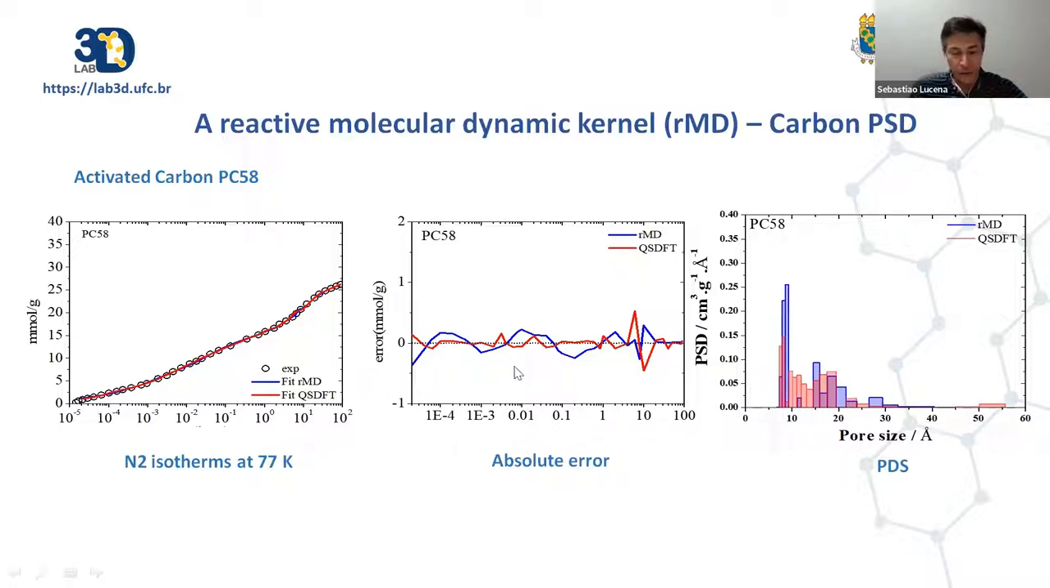Our reactive kernel can represent a perfect fit. With the naked eye, you can't see the difference. So we need a graphical representation of the absolute errors to see the difference. Here is the graph of absolute error. We can observe a better fit of the quenched solid DFT at low pressure and a worse fit at high pressures.